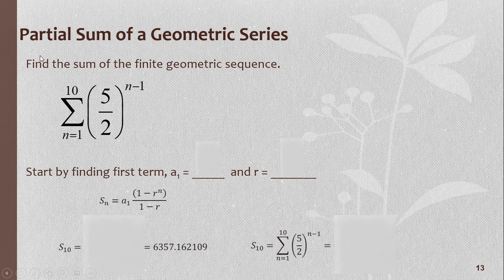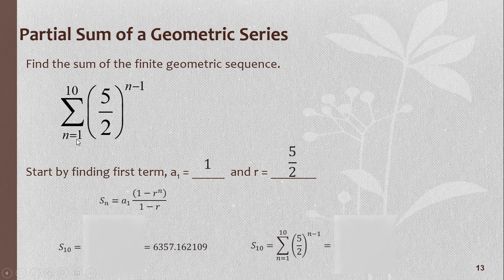So let's take a look at find the sum of this finite geometric sequence. It's finite because it goes from 1 to 10. Now, here I've got 5 halves to the n minus 1. I could plug this into my calculator if I wanted to, or I could do it by hand. Here, if n is equal to 1, then 5 halves to the 0th power is equal to 1. My ratio here is 5 halves.